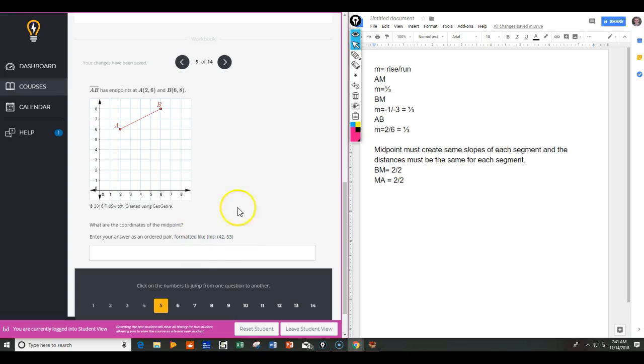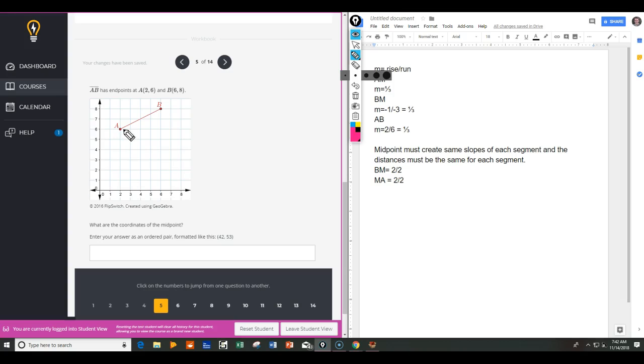Okay, so going back, if you did not watch question 3's help, from question 3 we gathered that midpoints have to create the same slopes for each segment and that the distances must be the same for each segment. I love graphs because they help me do this without a formula. I can visually see what I'm doing, and so that's what I'm going to do.